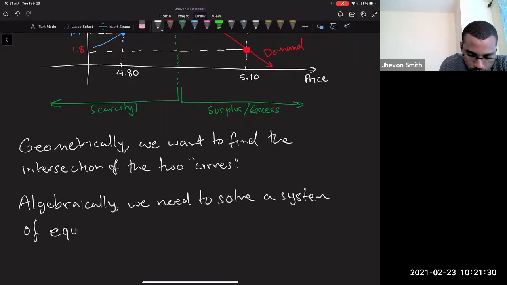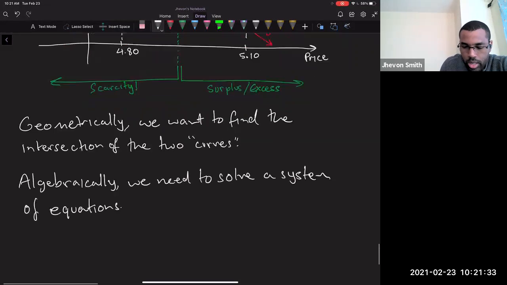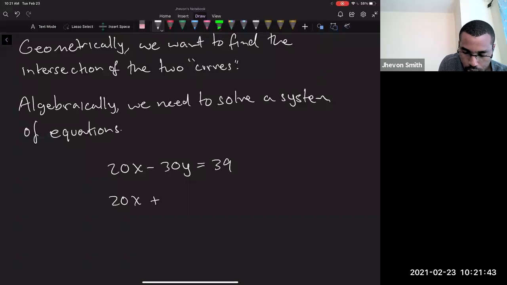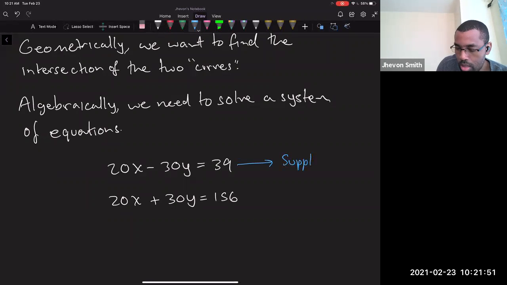And we know the system of equations. We actually found them earlier. So we know that 20x minus 30y is going to be equal to 39, and 20x plus 30y is going to be 156. This was the supply equation, and this was the demand equation. Now you can see why I wrote them in this form, because now you can hopefully see that the process of elimination, or solving systems of equations by addition, becomes immediately useful.